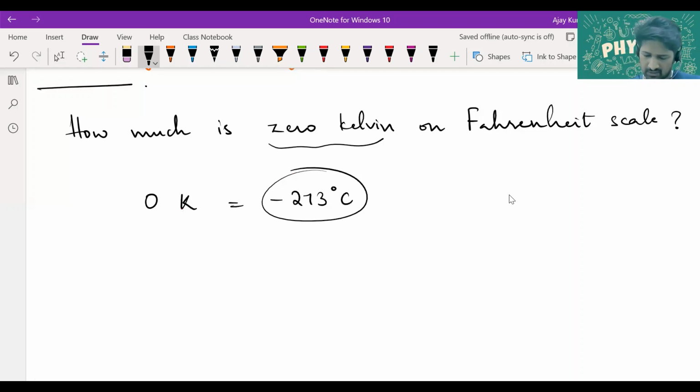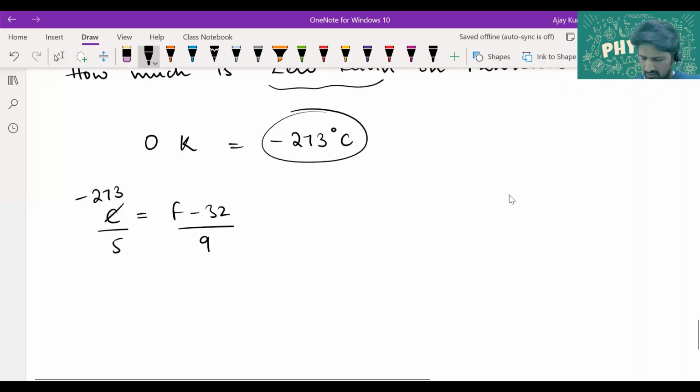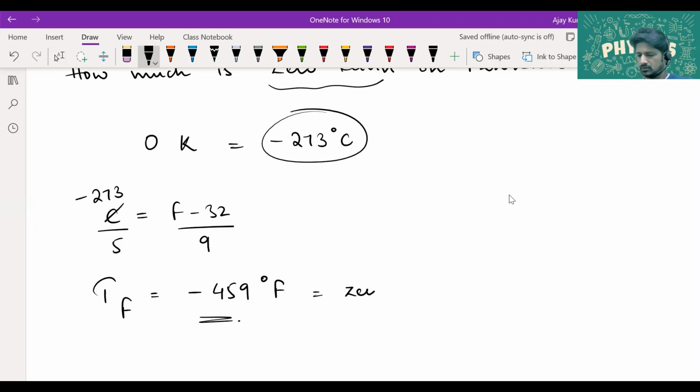You have to convert it to Fahrenheit. Now we know that C by 100 is F minus 32 by 180, that is, C by 5 is equal to F minus 32 divided by 9. That's all. You substitute minus 273 here, you will get the corresponding Fahrenheit temperature. I'll take your answer to be correct. So temperature in Fahrenheit you are saying is minus 459, close to this degree Fahrenheit. Fine. So this is equal to 0 Kelvin.